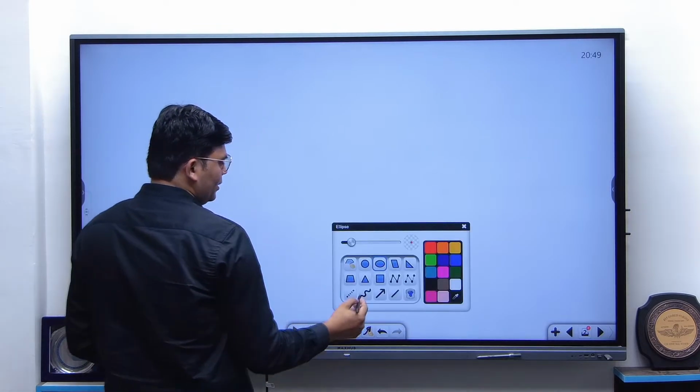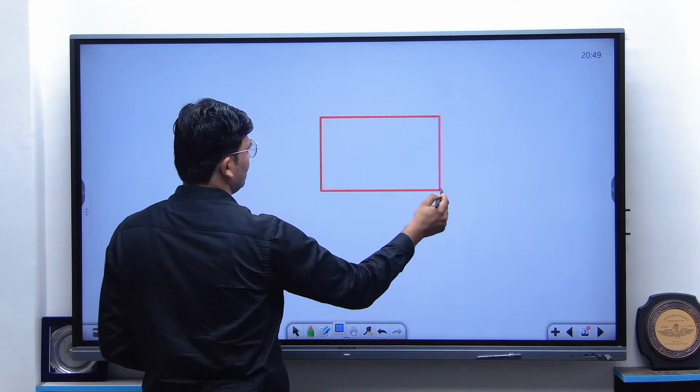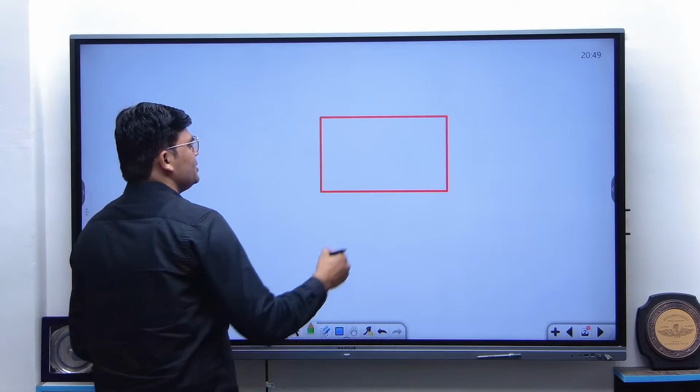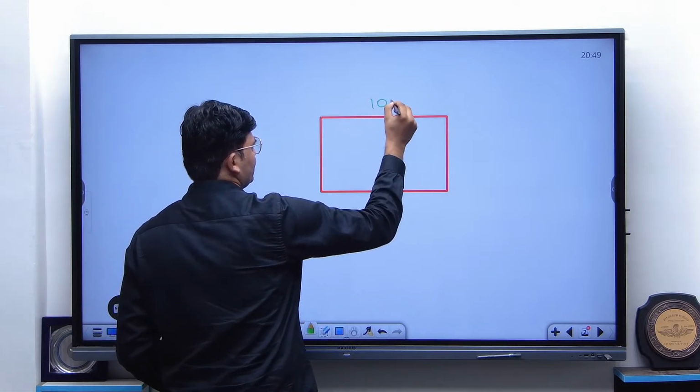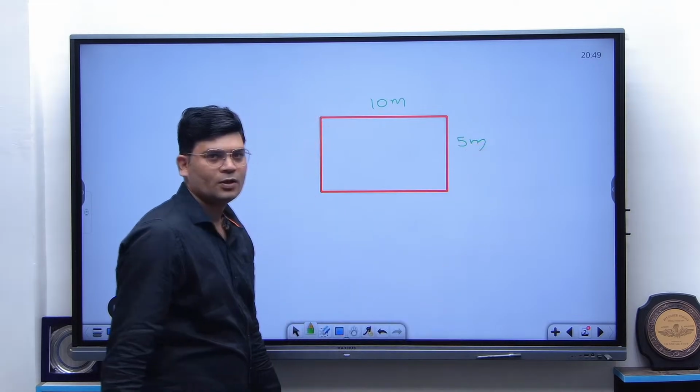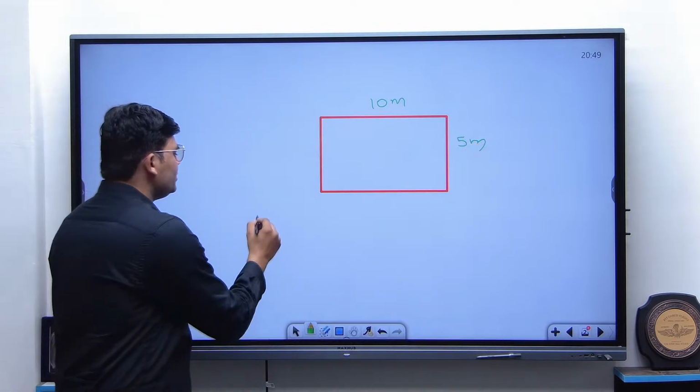Suppose for example, we take a rectangle, and suppose this is 10 meter and this is 5 meter. Okay. Now do you know what is a perimeter?